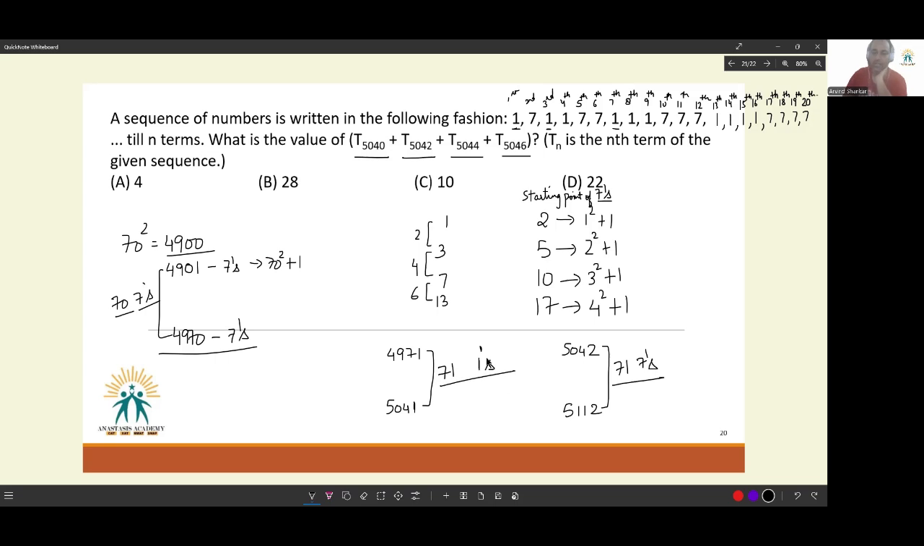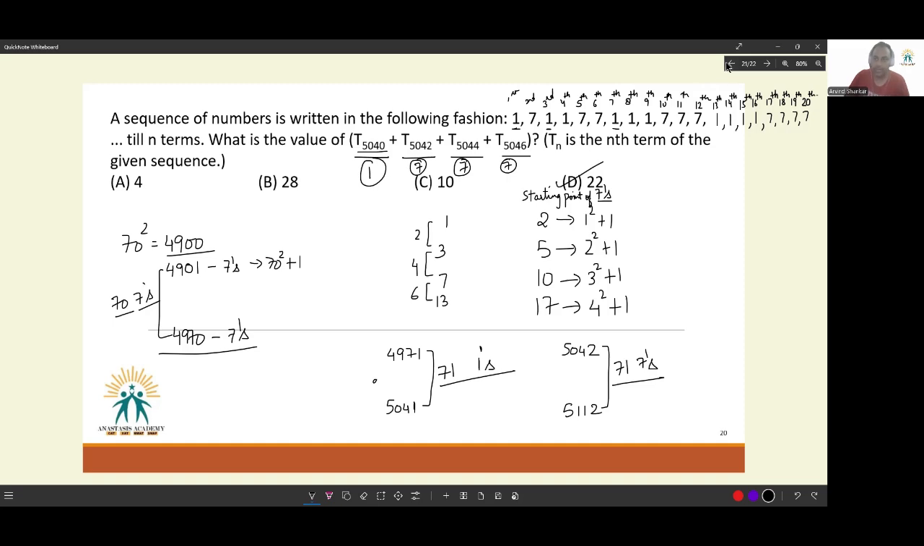And this is all the work I need to do for this question. Because look at term 5040. It will lie in this range. So this will be equal to 1. Look at the term 5042. This will be a 7. 5044 will lie in this range. This will be a 7. 5046 will lie in this range. It will be a 7. So I get 1, a 7, a 7, a 7. I get a total of 22. So the correct answer to this question will be option D.